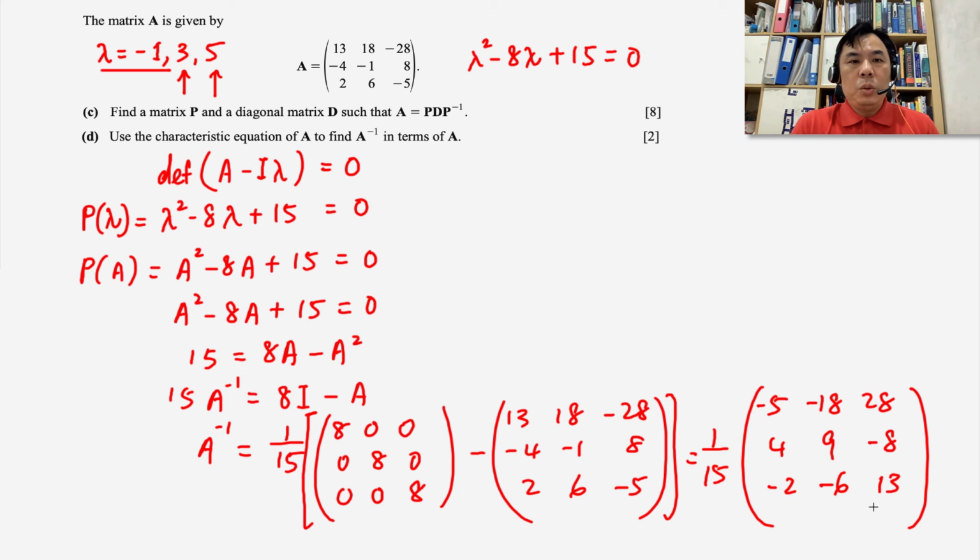Okay, so use the characteristic equation of A to find the inverse of A in terms of A. In terms of A, basically we have already answered that question over here. I think I overshot a bit just to show you that we can use this equation in terms of A to obtain the inverse with all the numerical values here.